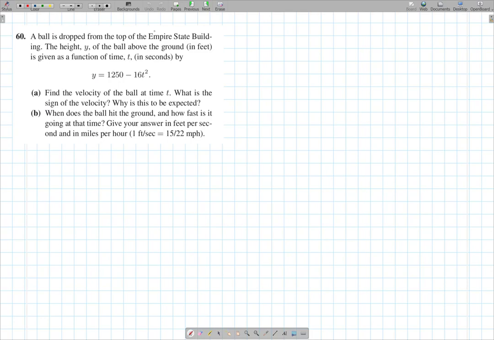A ball is dropped from the top of the Empire State Building. The height y of the ball above the ground is given as a function of time t in seconds by, okay, so may binigay na y equals 1250 minus 16t squared. Ano ito? Ano ibig sabihin ng y? Ang ibig sabihin ng y is the height of the ball. Ano ang t? Measured in seconds, time yan, no?